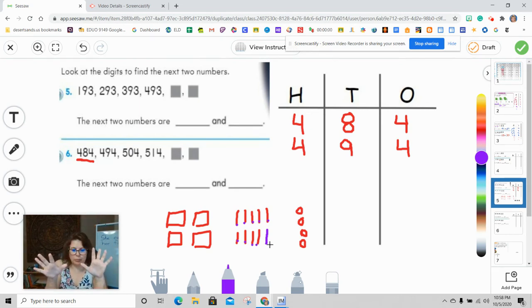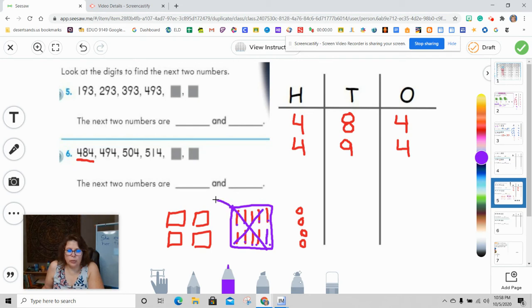Remember, that's the magic number. If I count them together, there's 10, 20, 30, 40, 50, 60, 70, 80, 90, 100. I cannot have 100 in the tens place, so I'm going to box it, cross it, and I'm going to regroup it to the correct column, which is the hundreds. So that's why it changed to a 500. So now I have 500. I have no tens left. And then I have 4 ones because they're still there.